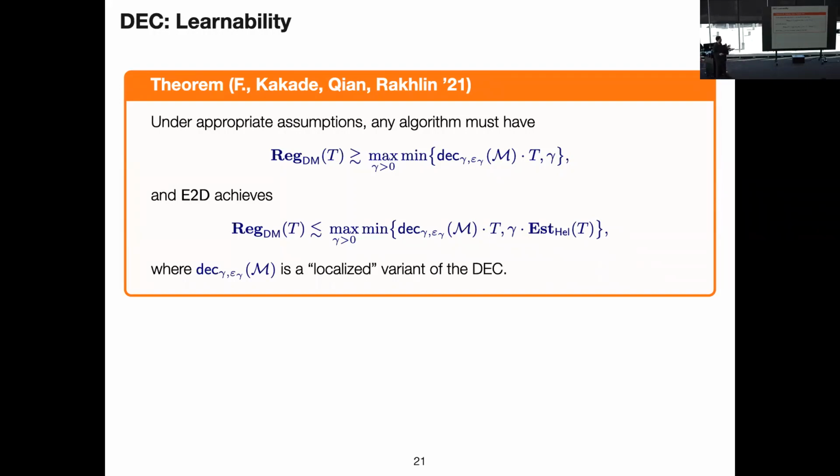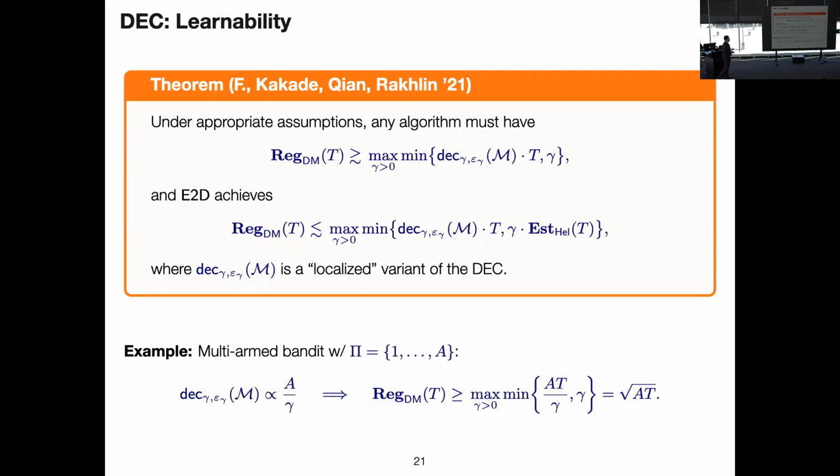But let me finally give an example. If we come back to this multi-armed bandit problem where we have A decisions, you can show that the DEC at scale gamma looks like something like A over gamma. You should think about this in the regime where gamma is large, so gamma is bigger than 1 and growing with T. So this is shrinking as gamma grows. If you plug this into the lower bound, what you're going to get is the min of AT over gamma and gamma. The optimal choice of gamma is to balance these, and this gives root AT as a lower bound, which is the min-max rate for this problem. So that's the optimal rate.